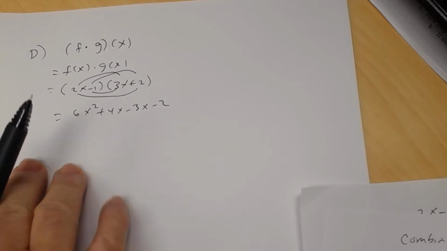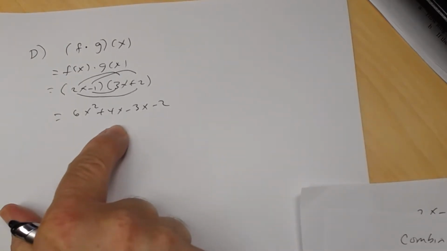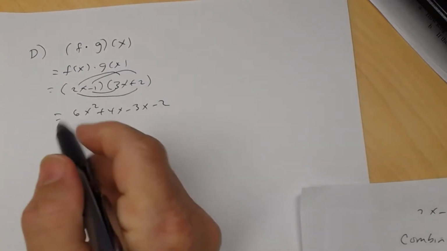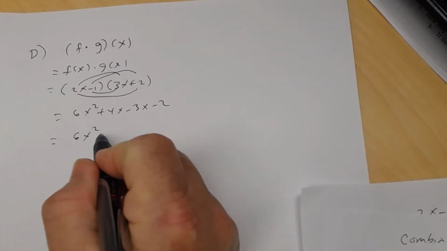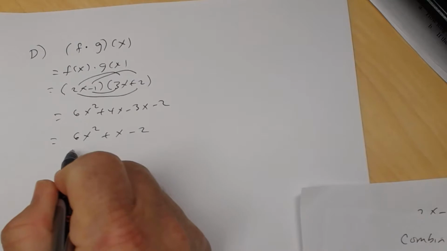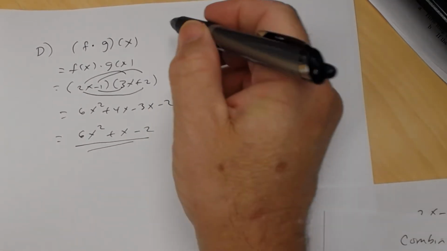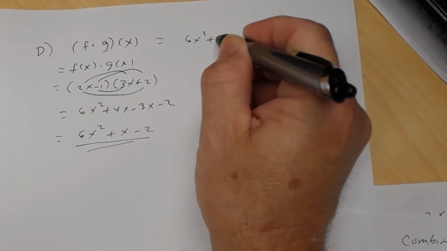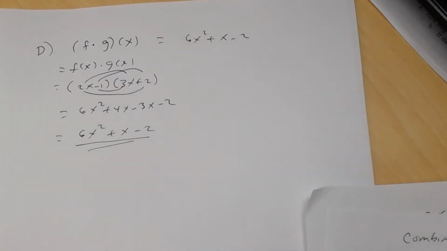All right, so that's what you get. So 6x squared plus 4x minus 3x minus 2. So first, outer, inner, last. Combine like terms, I get 6x squared plus x minus 2. And so that's your answer. So f times g at x is 6x squared plus x minus 2.